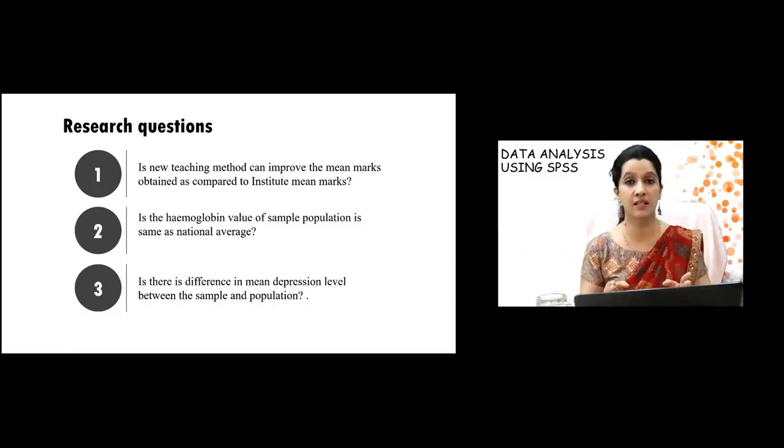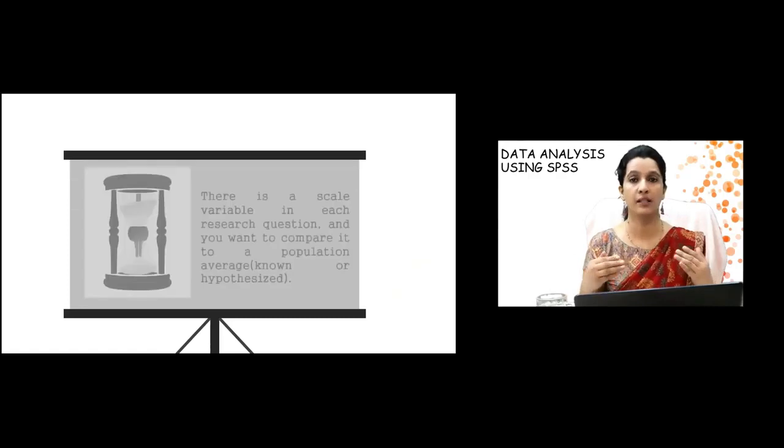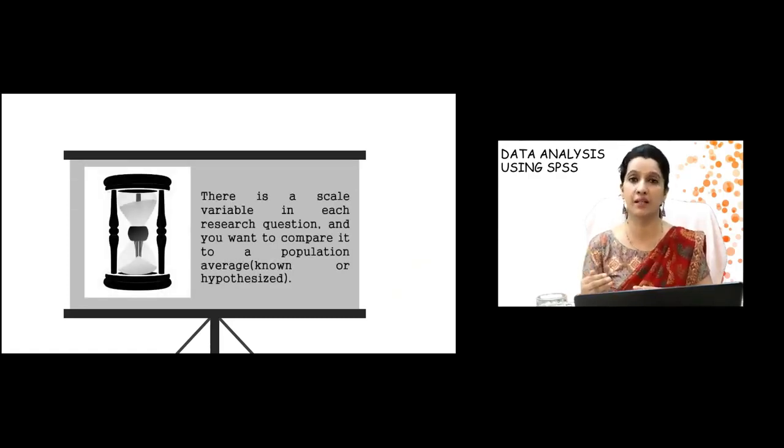So if you see these three research questions, what have you observed? Consistently in all these three research questions, there is a scale variable. Whether it is the mean marks obtained by students, the depression level measured as a mean score, or the hemoglobin level measured in gram per deciliter, all these three variables are continuous in nature. That means the measurement is a scale variable, and we want to compare it with the known average. That known value could be hypothesized, or it could be something we already know.